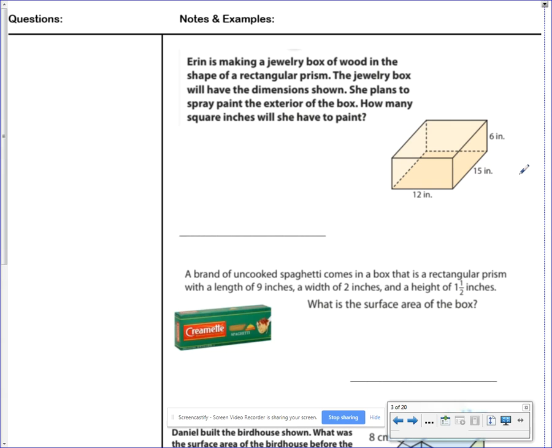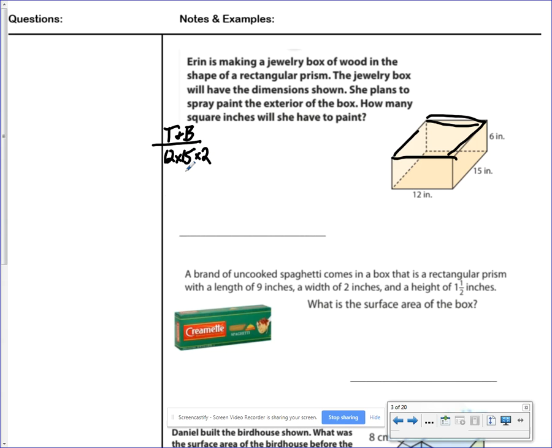Let's start talking about what we have here. For example, I see a top and a bottom that are the exact same size. So you want to do those first. I go top and bottom, T and B. These are 12 by 15. And there's two of them because you have a top and you have a bottom. Multiply those together. Put that underneath here. I think it's 360. Plus.